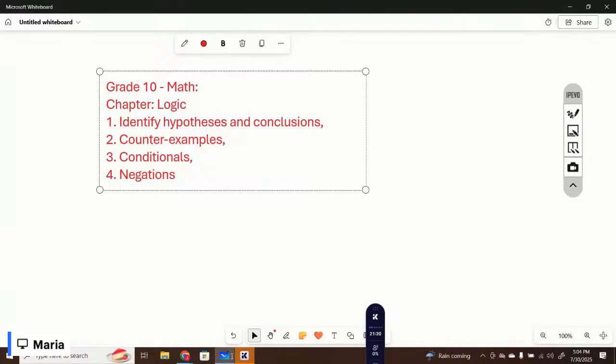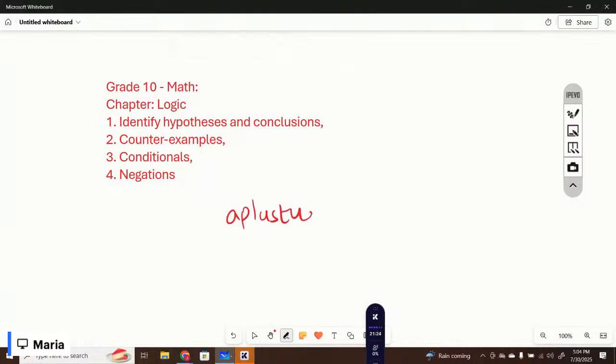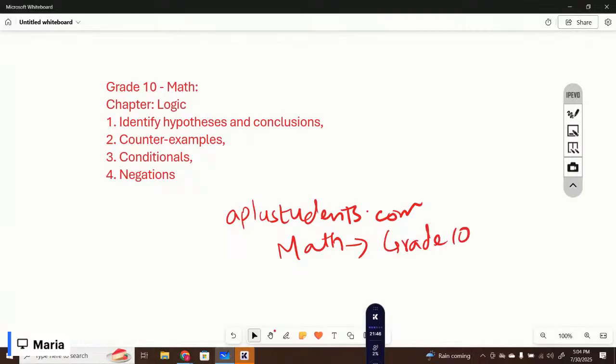You can find all the lessons on aplusstudents.com. Log in there using your email address and the password provided by the administrator. Then select math, scroll down to grade 10 math, and there you can find a list of the chapters. We're going to start with the chapter Logic.